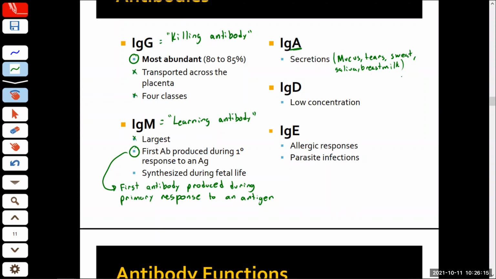Now, IgE. This is for your allergies. Also, you see IgE with parasites. This is the way I remember this. IgE is for parasites. What other cell helps fight parasites? Eosinophils. They work together to fight parasites. Now, if you notice something, I skipped one. A little bit about my lecturing style. Do you think I'm going to ask you a question on IgD? Not at all.